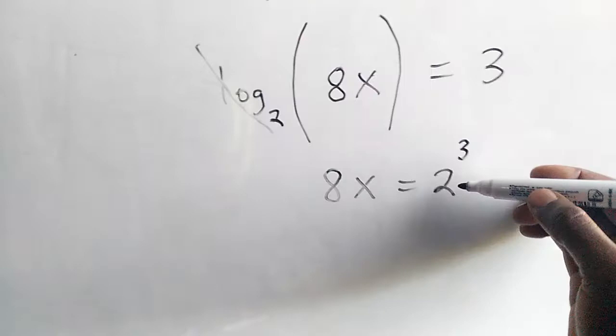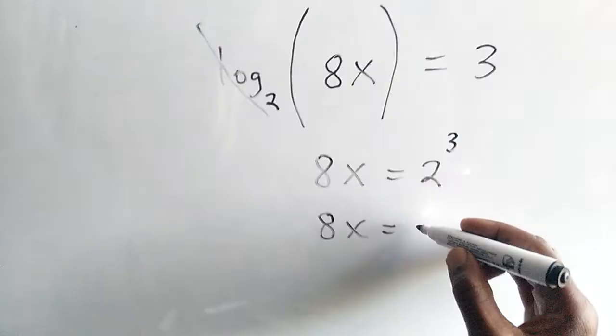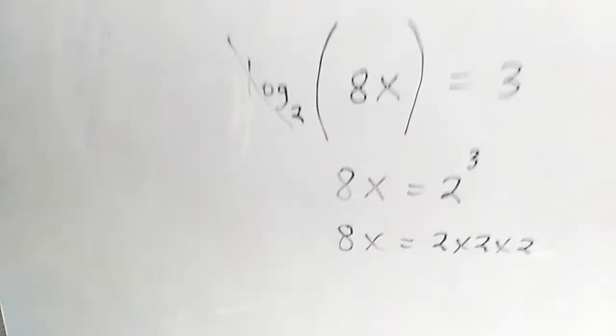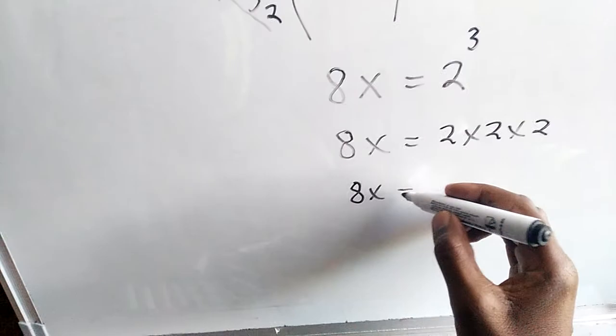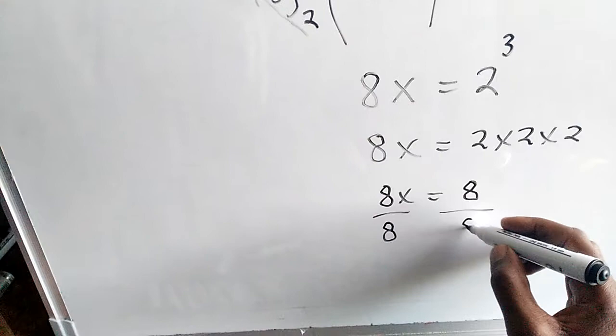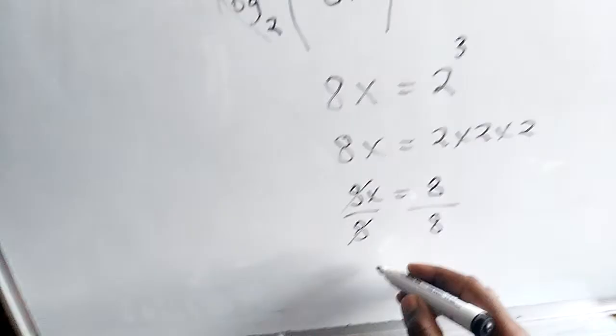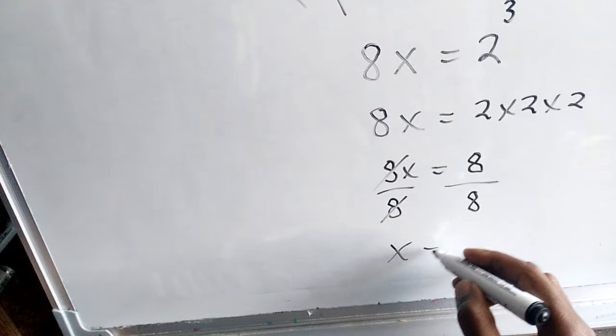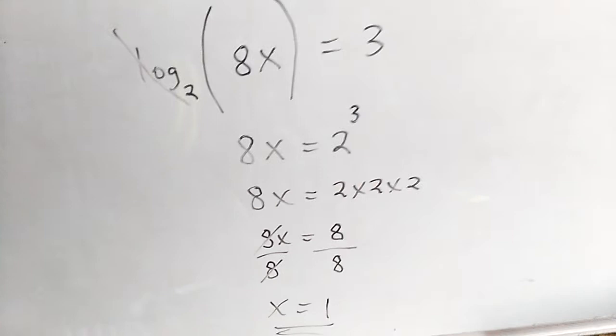2 to the power of 3 will mean 2 times 2 times 2. That's what power means. Okay? You therefore have 8x being equal to 8. Then get the multiplicative inverse of 8, which is the same as dividing through by 8. Your x is therefore equal to 1. Okay.